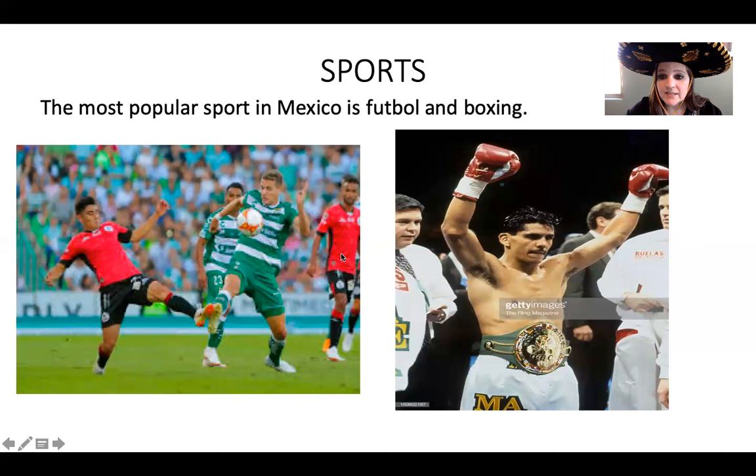Some sports in Mexico, the most popular ones, okay, are football and boxing. So when you look at this, you're like, Mrs. G, that doesn't look like football. Well, in Mexico, this is what they call football, okay? So it's different here in the United States, right? But that's why Mrs. G always says I love to explore different kinds of countries and states and continents because we get to see the cool differences, right? And the similarities between us. And then boxing is another popular sport in Mexico as well.